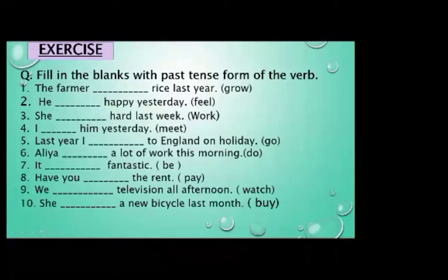Okay, now let's look at the exercise. Fill in the blanks with the past tense form of the verb. The farmer dash rice last year. Grow. Now, what's the past tense of the verb grow? Let's see. Grew. Yes, Aisha. Fabiha, grown is the third form, beta. You're wrong. Okay, Minhal Fatma, you are right. The correct answer is grew. The farmer grew rice last year.